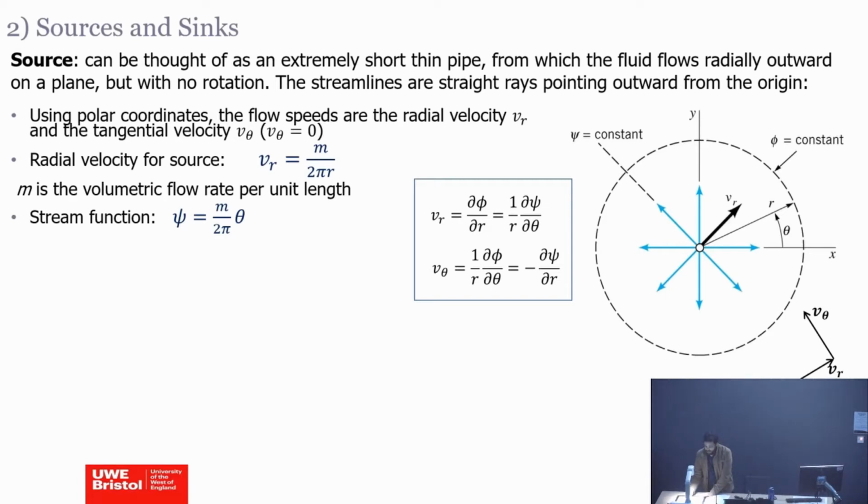Now m is a constant, that's just the flow rate at a given r. 2 pi is a constant. So when I integrate d psi, I can just leave this outside and just integrate with respect to theta. Again, the integral of d psi is just psi equals m over 2 pi. The integral of d theta, let's say from 0 to theta, is just theta. So that's the equation for psi.